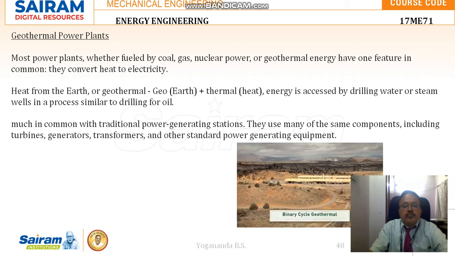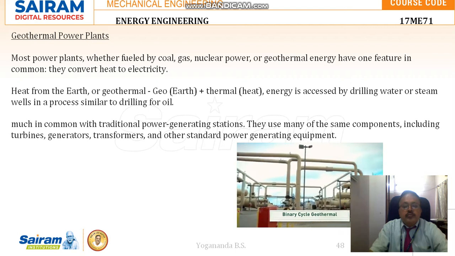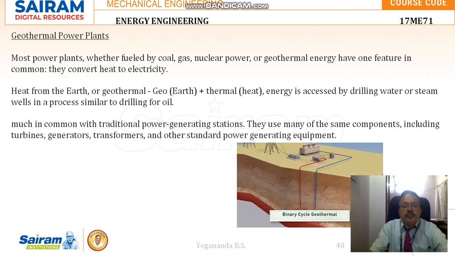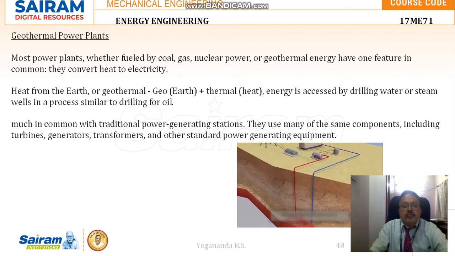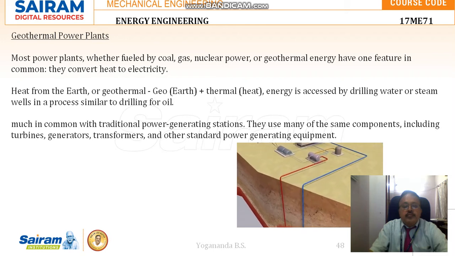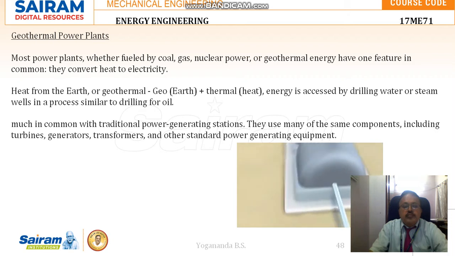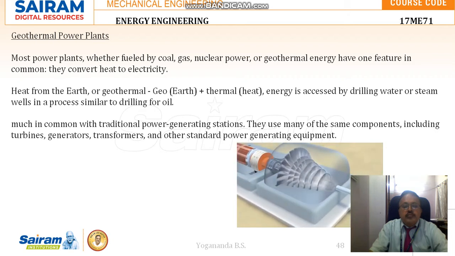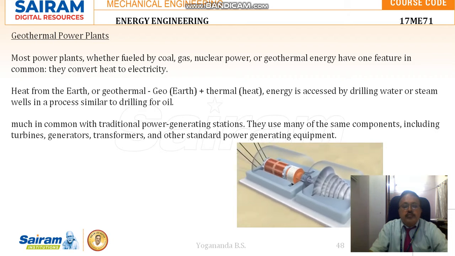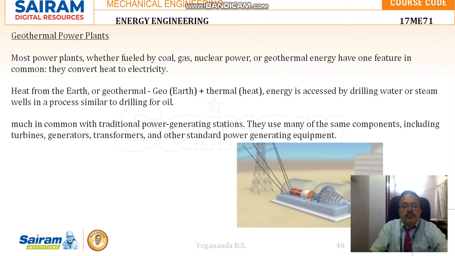A binary cycle plant works differently. It uses two types of fluid. Hot fluid from underground heats a second fluid, called a heat transfer fluid, in a giant heat exchanger. The second fluid has a much lower boiling point than the first fluid, and so it flashes into vapor at a lower temperature. When the second fluid flashes, it spins a turbine that drives a generator.